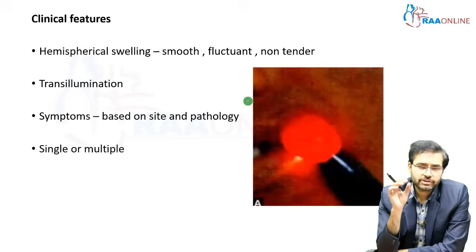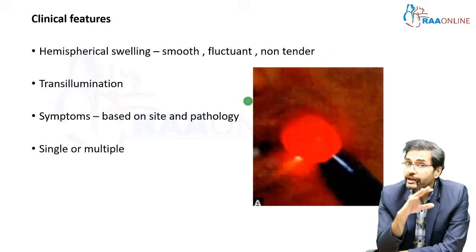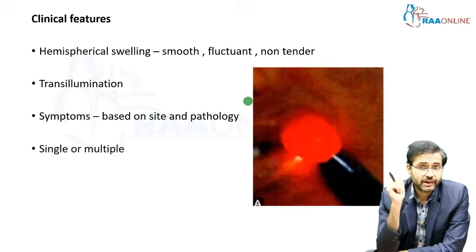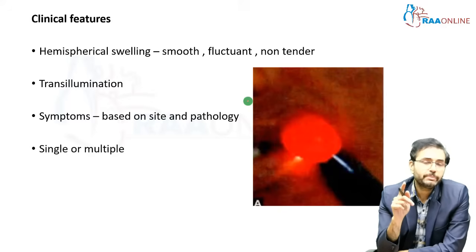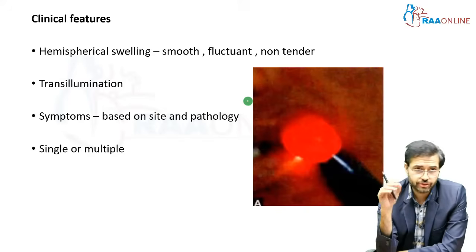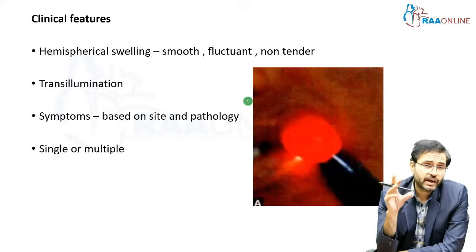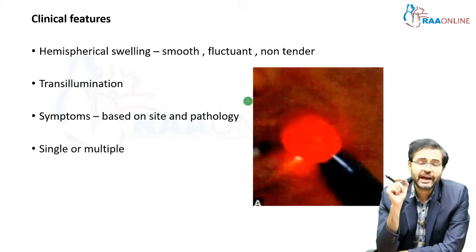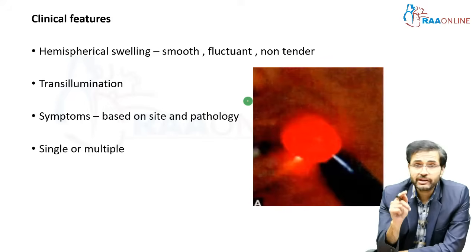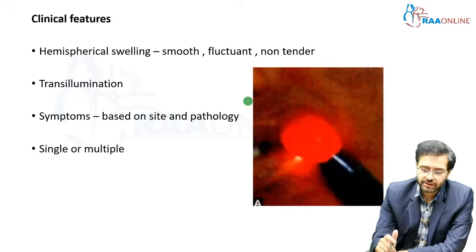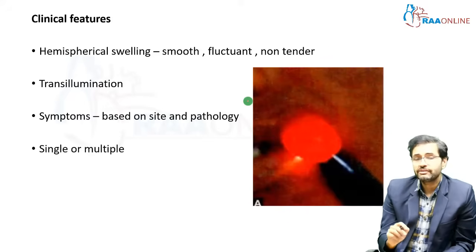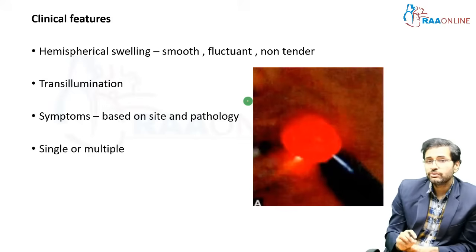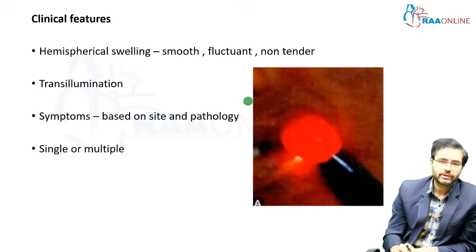Clinical features generally seen in cystic lesions are that they are hemispherical in nature, can have a smooth surface, might be fluctuant, and are usually non-tender. Transillumination can be present in cystic lesions, but it is not a dictum that it should be present in all lesions. Symptoms with regard to cysts depend upon the site and the pathology. They can be single or multiple. So this here is a demonstration of a cystic lesion in the angle of the mouth, which shows transillumination positivity.